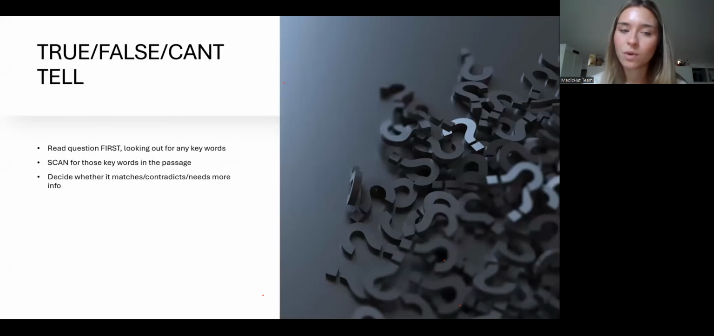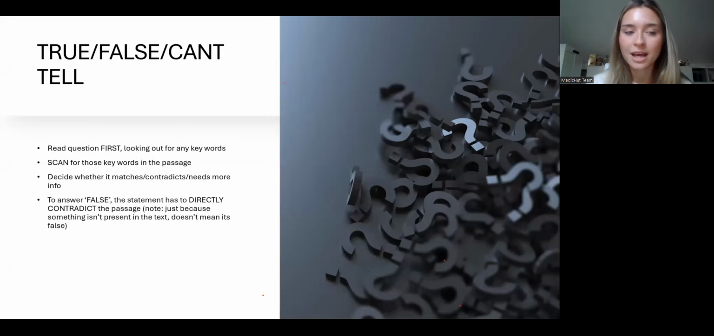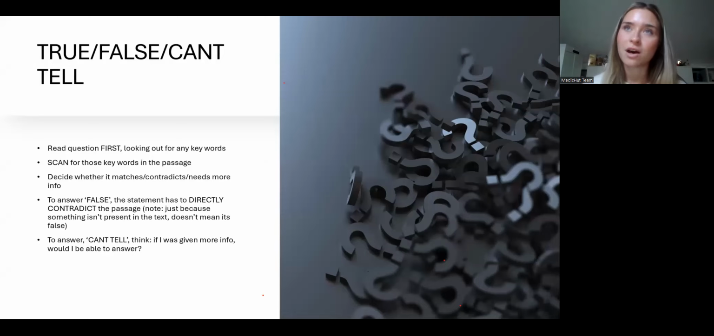And you want to determine whether the keywords match, contradict, or require more information to answer the question. In order for you to be able to answer false to a question, the statement in the passage has to directly contradict what is being asked in the question. In order for you to answer can't tell, you have to ask yourself, if I was to be given more information, would I be able to answer this question?